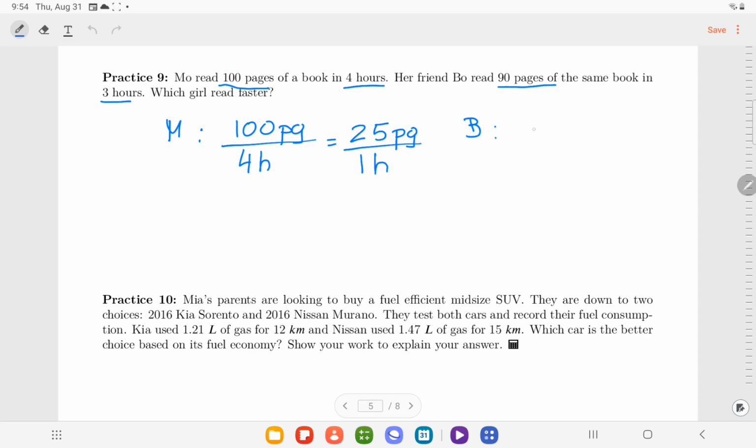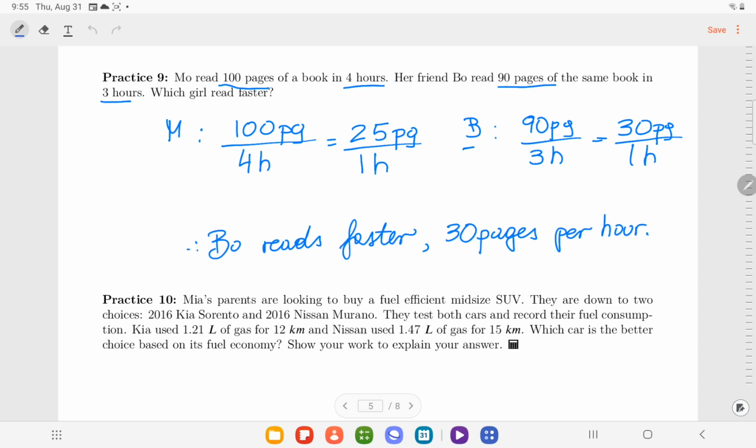And Bo read 90 pages in 3 hours. 90 divided by 3 is 30 pages per 1 hour. We see that Bo reads faster. She reads 30 pages per hour compared to Mo, who reads only 25 pages per hour. So Bo reads faster at the unit rate of 30 pages per 1 hour.